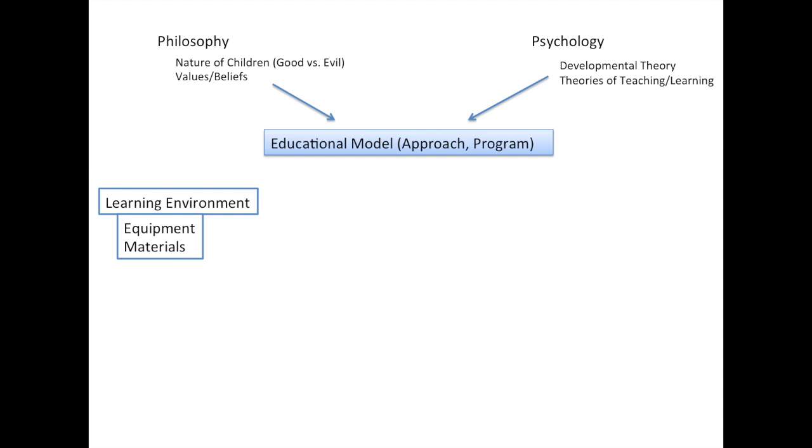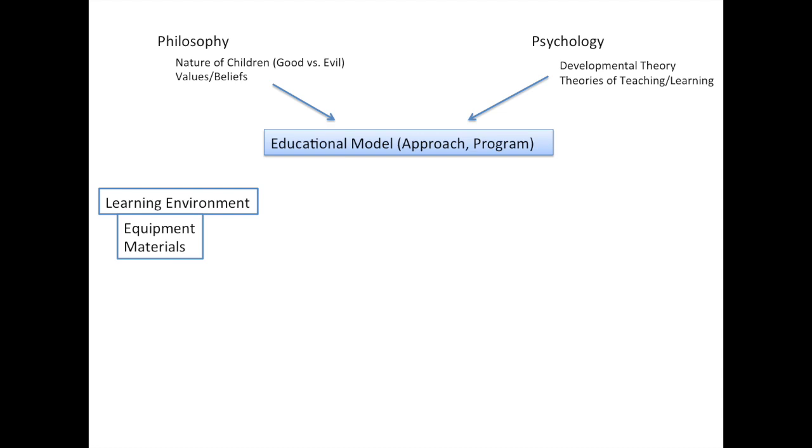Okay, so we've seen that educational models support themselves in their beliefs and values stemming from the area of philosophy in terms of the nature of children, and then it also borrows from the field of psychology, identifying specific developmental theories and theories of teaching and learning in which it supports itself. Everything that then materializes in the process of teaching and learning needs to be very much anchored in those philosophical and psychological tenets that support the educational model.